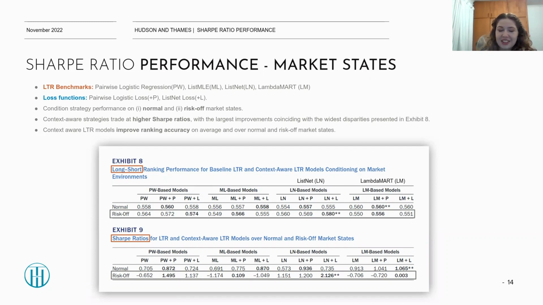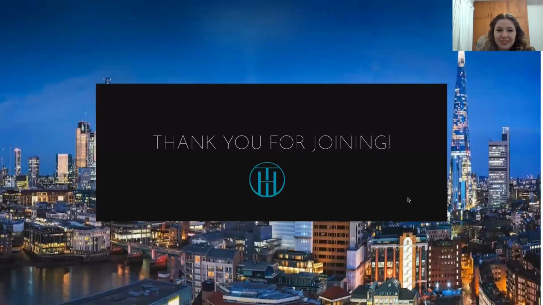And it's interesting to see that for the risk-off period, it's actually the ListNet that outperforms and not the LambdaMART. So that's very interesting. And not only do you improve your ranking accuracy on average, but also for normal and risk-off market states when you include the context-aware model. So that's also cool to see. Cool. And that's it.